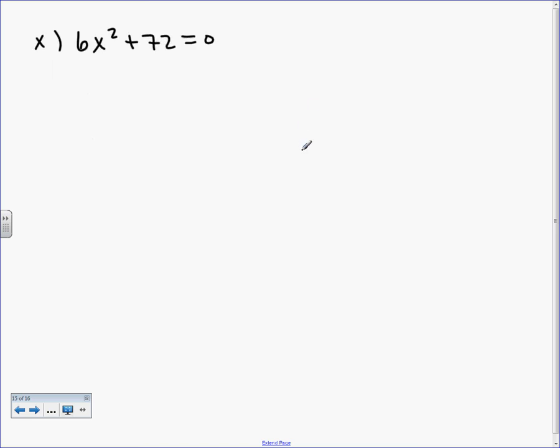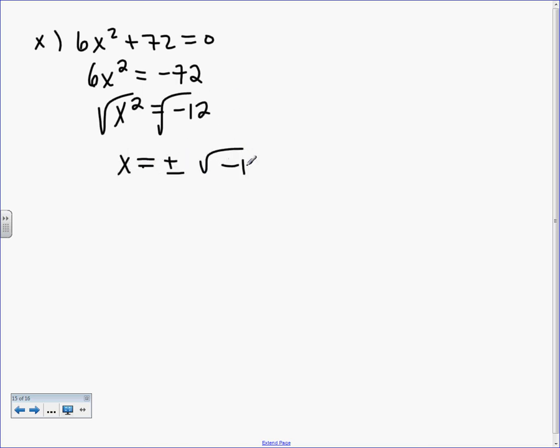Let's try this one. Again, you can try to factor if you want to. It might have a GCF, but it's not going to factor the way that we need it to. So there's no b, so get x alone. What's the first thing we deal with? The 6, the 72, or the x squared? The 72. Subtract it, then what? Divide by 6, so x squared is equal to negative 12, right? Square root, so x equals plus or minus square root of negative 12.